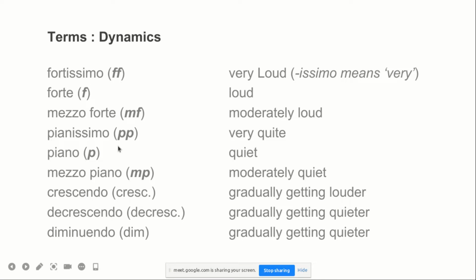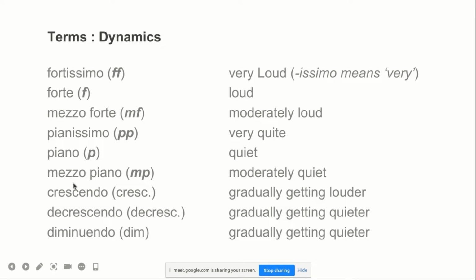So we have pianissimo. Pianissimo now comes from the word piano and issimo. Piano is quiet, and so pianissimo is very quiet. Pianissimo, very quiet. Piano is quiet. Mezzo piano is half quiet or half soft. That means moderately quiet or moderately soft. If you use soft or quiet, you're right. You can alternatively say soft instead of quiet.